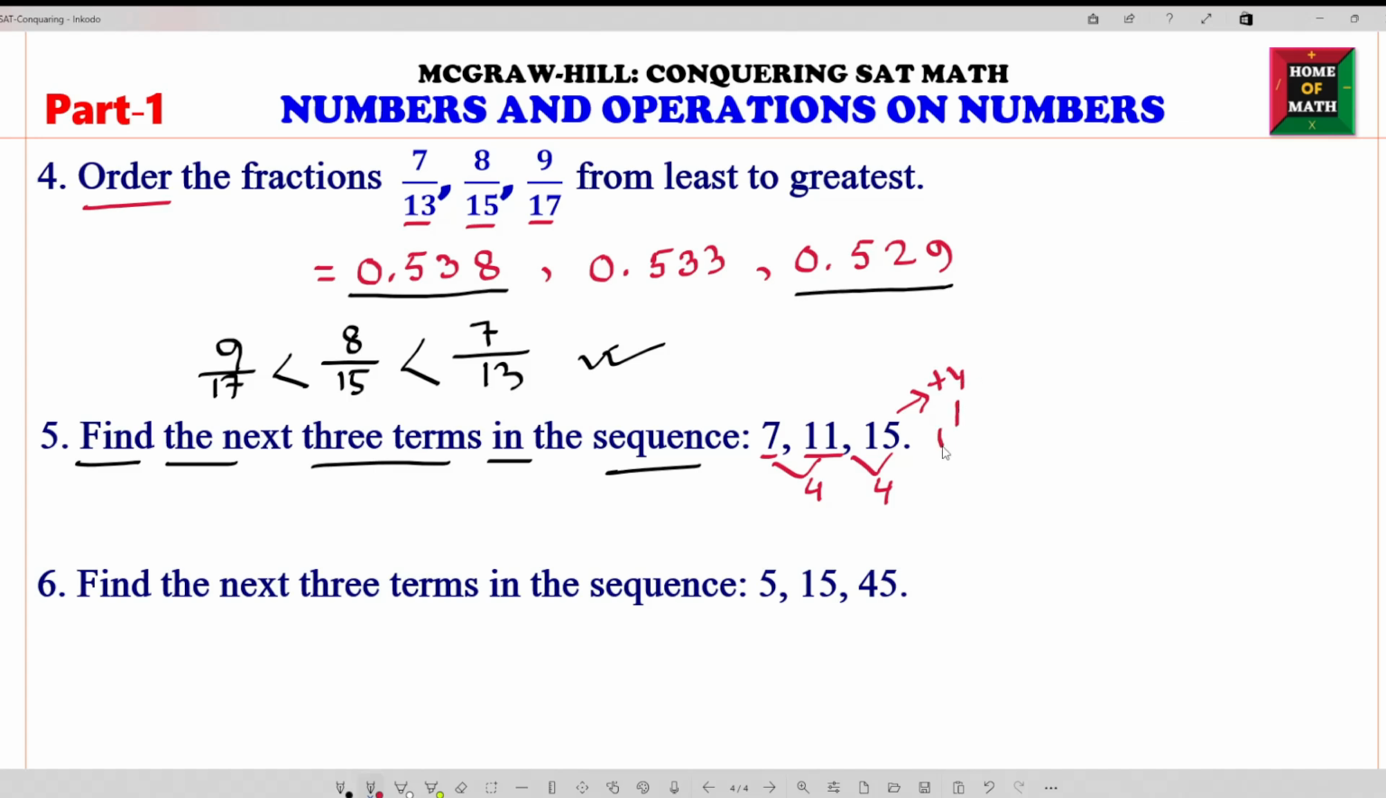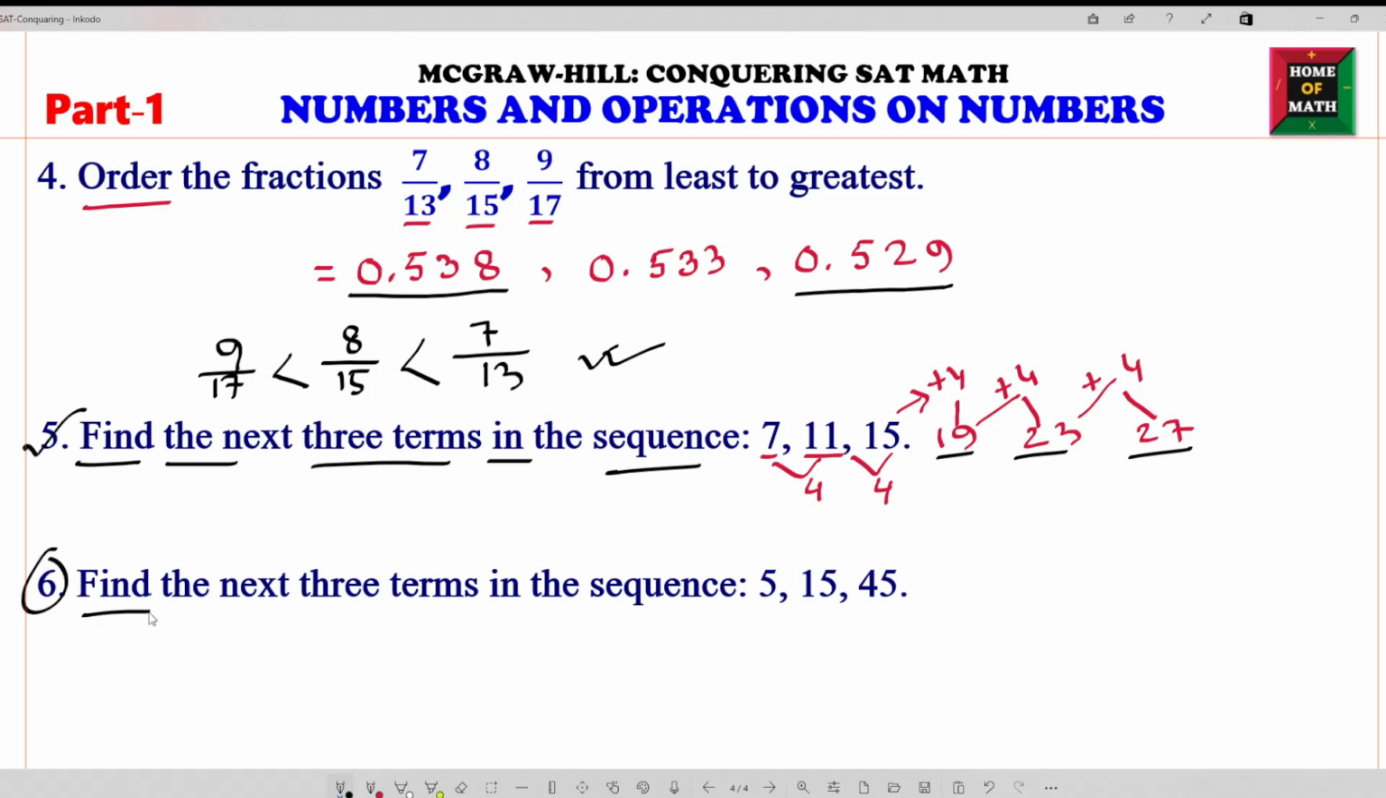It will be 19. Again the difference is 4, so plus 4, it will be 23. Then again plus 4. The next number is what? 27. Right? So for the sequence 7, 11, 15, the next three terms are 19, 23, 27. Similar for number 6; number 5 is done.